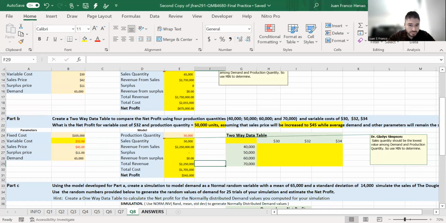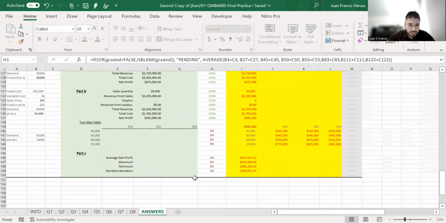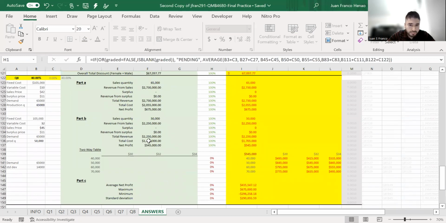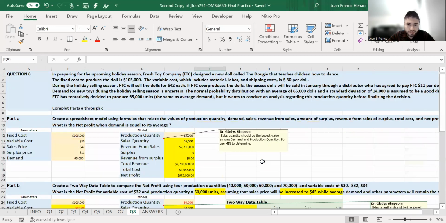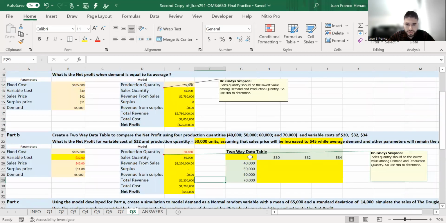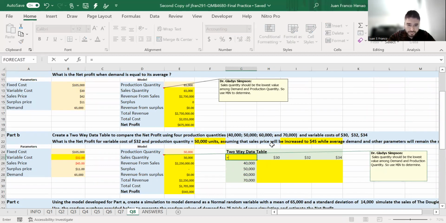And I just want to go to the answers and see how we're doing so far. Yeah, we got 100% for part A and 100% for part B. We are missing the data table. So let's create it. Here, we're talking about the net profit. So let's reference this cell.